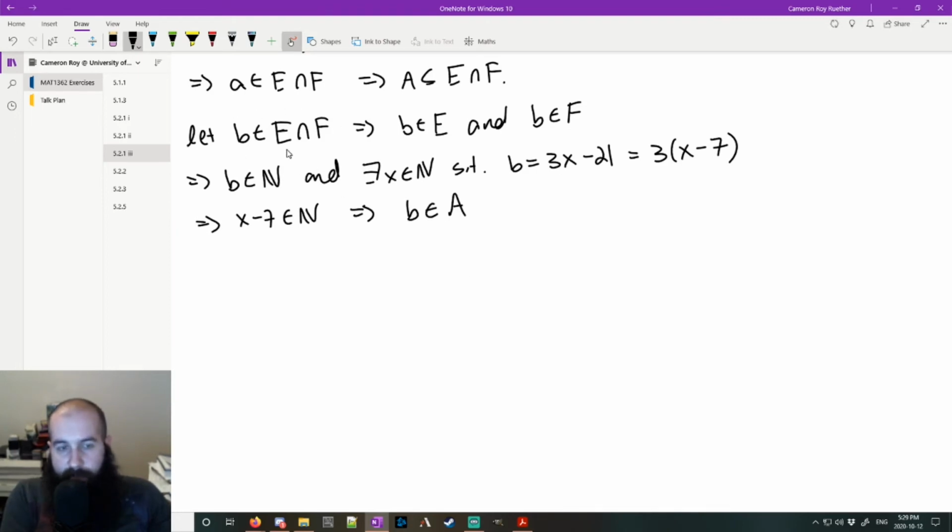So our arbitrary element of E intersect F belongs to A. This means that E intersect F is a subset of A. And now that we have both subset inclusions, this means that E intersect F is equal to A.